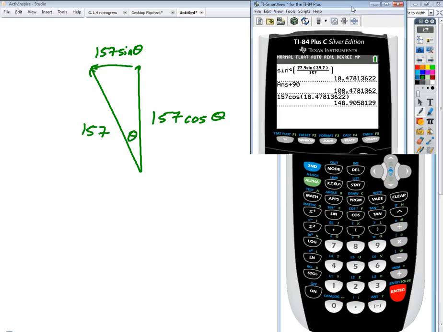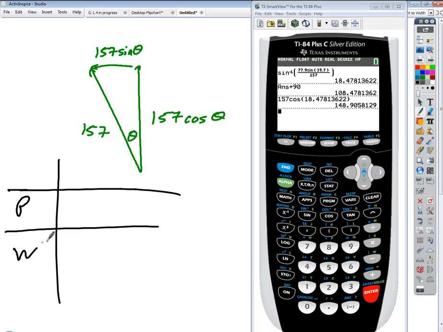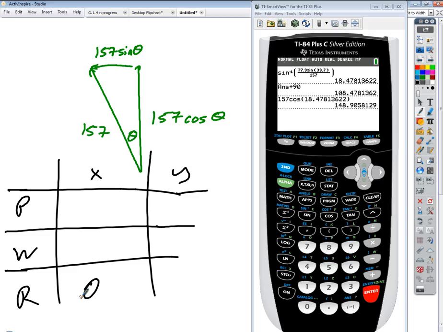If we made a little table out of this for the airplane, we've got vector p, let's say, vector w, and we've got the x component and the y component. I already know that the x components added up so that the resultant was 0. We already did that. We could put those numbers in there, but they add to 0. The y components though, the plane's y component is roughly 148.905, and so on. It's in our calculator.